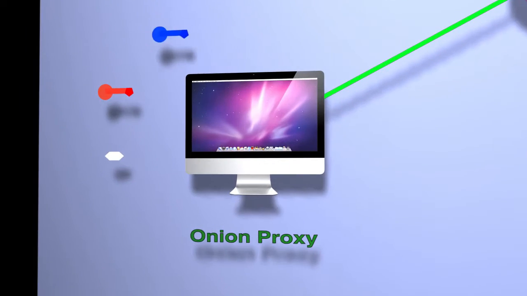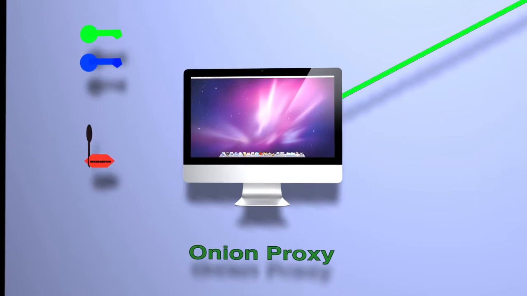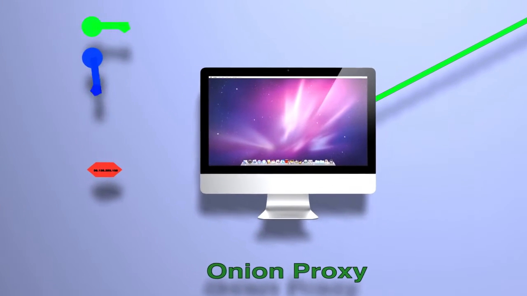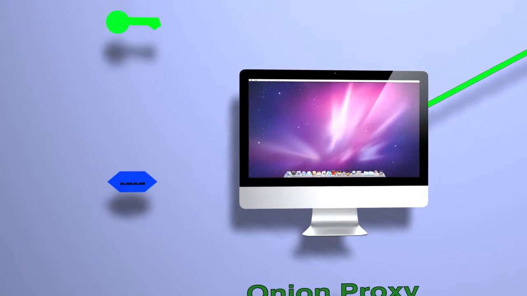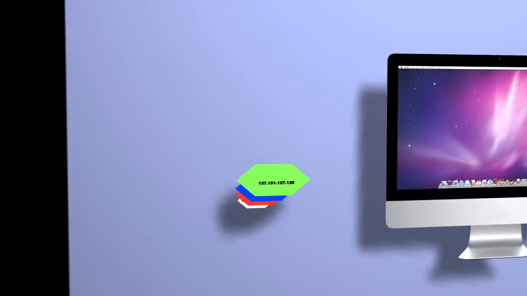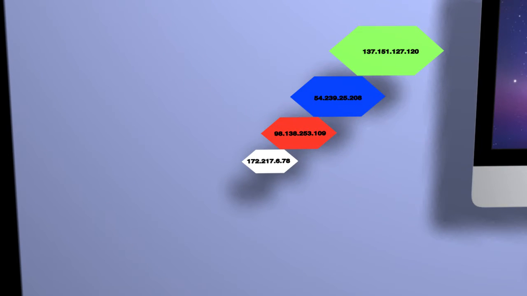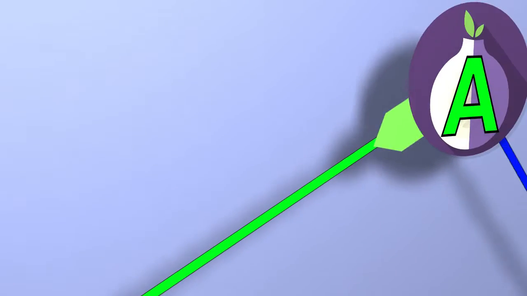To send data, the onion proxy wraps the user's packet in layers of encryption. First, it uses Charlie's symmetric key to encrypt the packet. Then, it uses Bravo's symmetric key. Then finally, Alpha's symmetric key. Between each layer of encryption is the address information for the next router in the circuit. Then, the triple encrypted data packet is sent out.